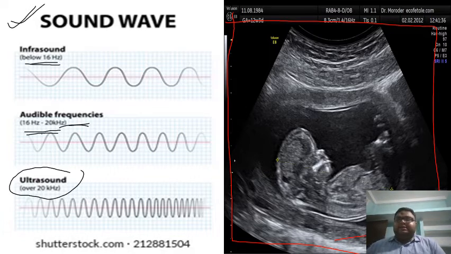Okay, students? Right. So what are some other functions of these ultrasonic waves? Can you think about some functions of these ultrasonic waves? Yes, students? Right. So now let's look at the functions of the ultrasonic waves.